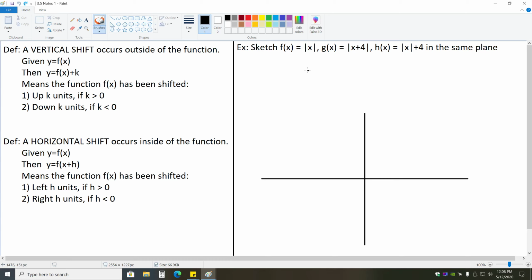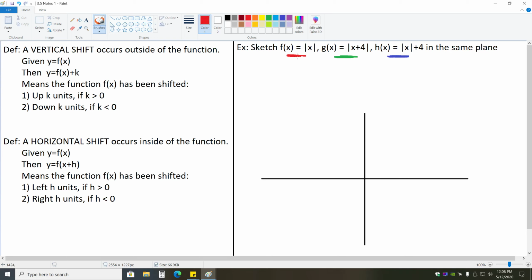Okay, so let's see what this actually looks like when we're graphing here. We have the following example where we want to sketch f of x equals the absolute value of x. We'll go ahead and put that in red. Then we have g of x equals the absolute value of x plus 4, with the x plus 4 inside of an absolute value. We'll put that in green. And finally, we have h of x equals the absolute value of x, plus 4. We'll put that in blue.